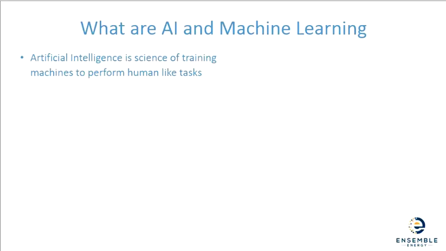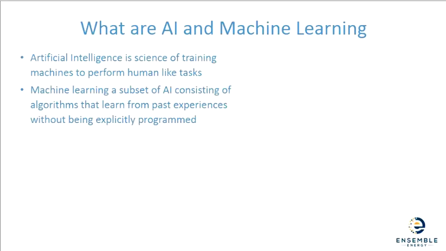So what are AI and machine learning? Artificial intelligence is a science of training machines to perform human-like tasks. You might think of a self-driving car or a machine that can play a game like Go or chess or Jeopardy. These are examples of artificial intelligence.